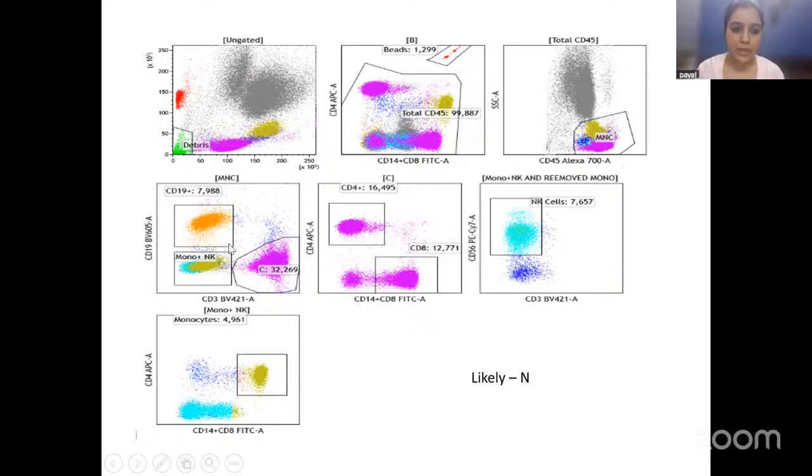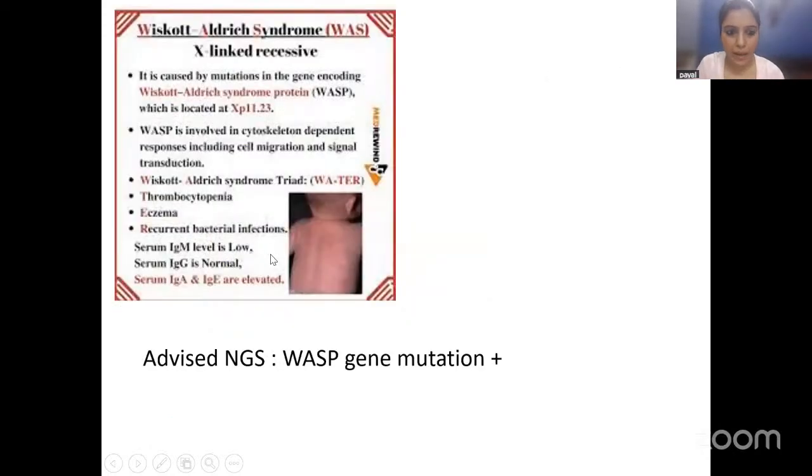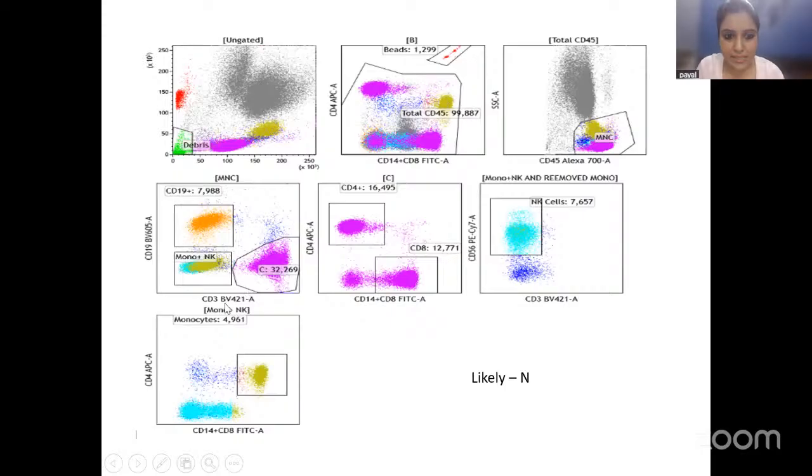Come to this plot. I'm so sorry. Come to this plot. You see CD3. Can you see CD3 on the x-axis? So these were CD3 positive cells. We have separated the mononuclear cells and the NK cells, and we've separated the B cells here. CD19 are the B cells. So we've separated B cells. These are your CD3 positive cells.